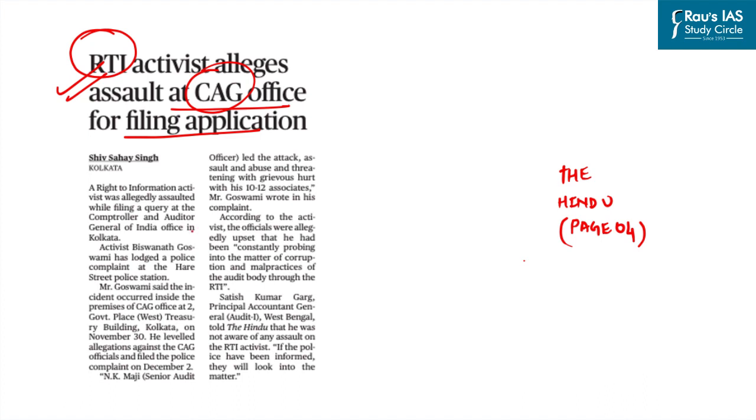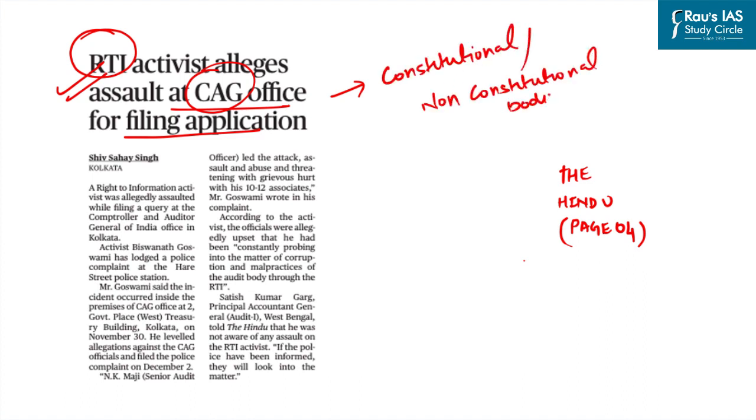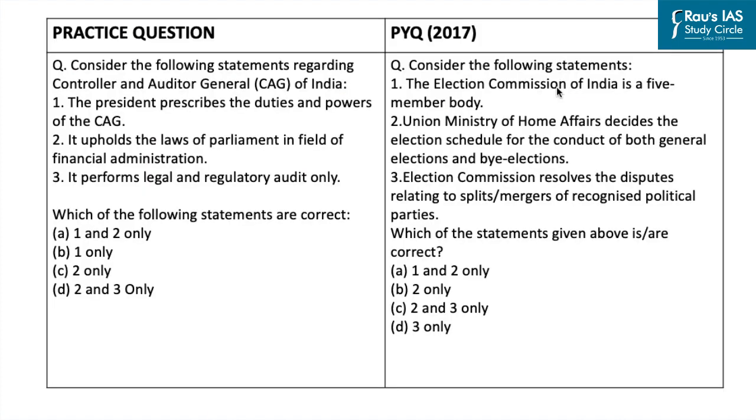A question on CAG can be framed in this order, as UPSC has been asking questions related to various constitutional and non-constitutional bodies in the previous years. And such a question regarding the Election Commission was also seen in the year 2017. Thus, under the polity section, this area becomes important for us.